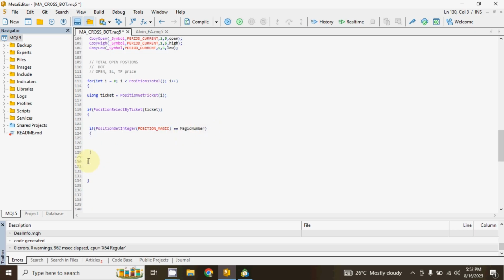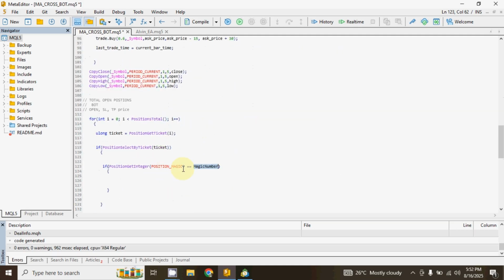So the first step is for the bot to look through all the open positions on the account. The next step is for the bot to check the ticket of all the open positions. Now, after it selects the ticket, the next thing is for the bot to check the magic number of that particular position that it has selected, then compare if it has the same magic number as the magic number we set for our bot.